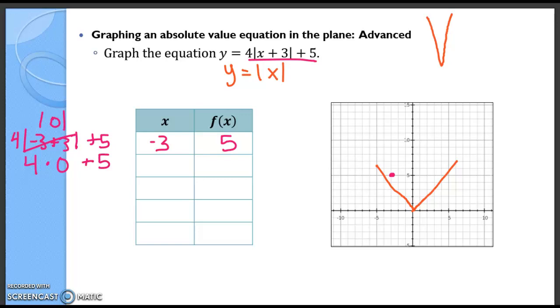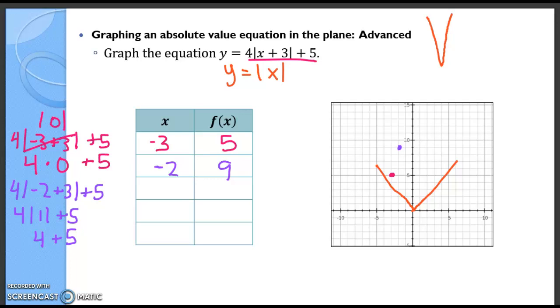And now we can plug in any point to the right and any point to the left and get our point values out. Let's just plug in -2. It's just one to the right of that. So 4 times the absolute value of -2 plus 3, plus 5. I'm plugging in -2 and seeing what I get out. So 4 times the absolute value of 1, plus 5. This is just 4 because the absolute value of a positive just remains positive. We get 4 plus 5, which is 9. So (-2, 9) is my point.